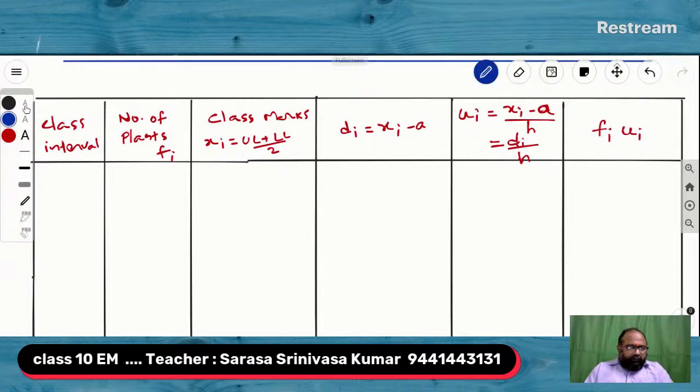Now the first class interval is 0 to 2. So number of plants, it is 1. Now x1 equal to 0 plus 2 by 2, that is equal to 2 by 2. So therefore x1 equal to 1.